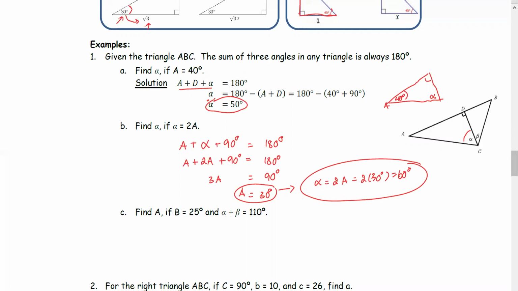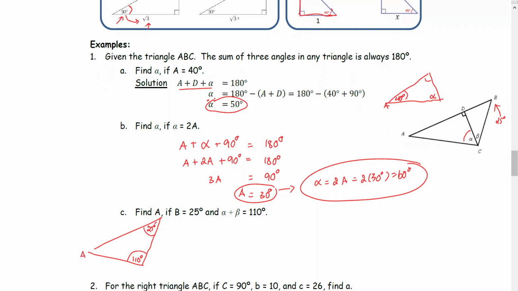Part C, find an angle A if B is 25 degrees and the sum of the alpha and beta angles is 110 degrees. From the diagram, angle B is 25 degrees. Alpha plus beta is 110. If you redraw the diagram, it would be something like this. So alpha plus beta is 110. The beta is 25 degrees.